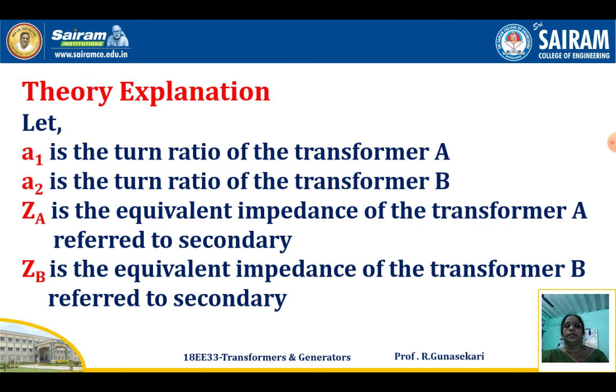Now you see the PPT. A1 is the turns ratio of transformer A. Turns ratio means N1 by N2. A2 is the turns ratio of transformer B. ZA is the equivalent impedance of transformer A, referred to the secondary. That means the equivalent impedance, combining the secondary impedance and the primary impedance, referred to the secondary. ZB is the equivalent impedance of transformer B, referred to the secondary.